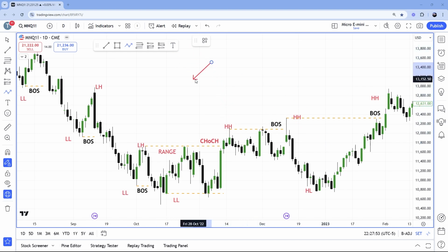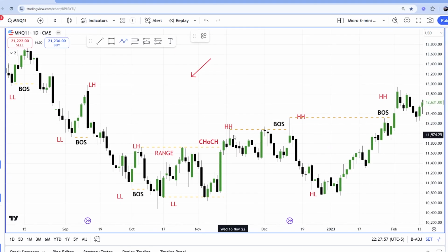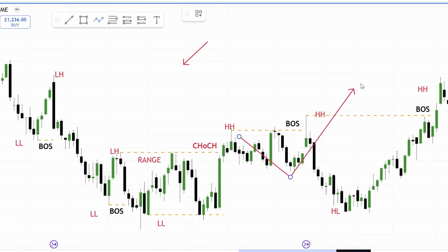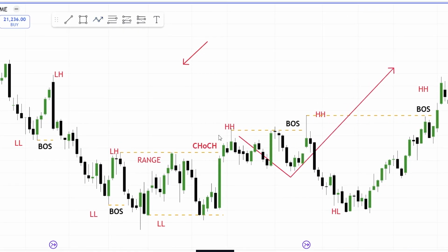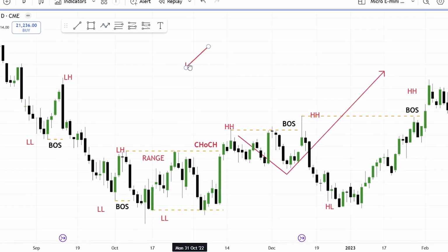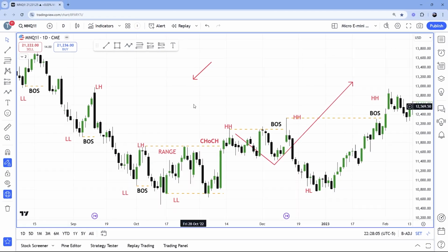So usually what I mean is this retracement over here could have been a minor retracement and gone up if it was a market structure shift here. But because there was no market structure shift here, change of characters are less powerful. Still, it worked. So you can see the uptrend is there.